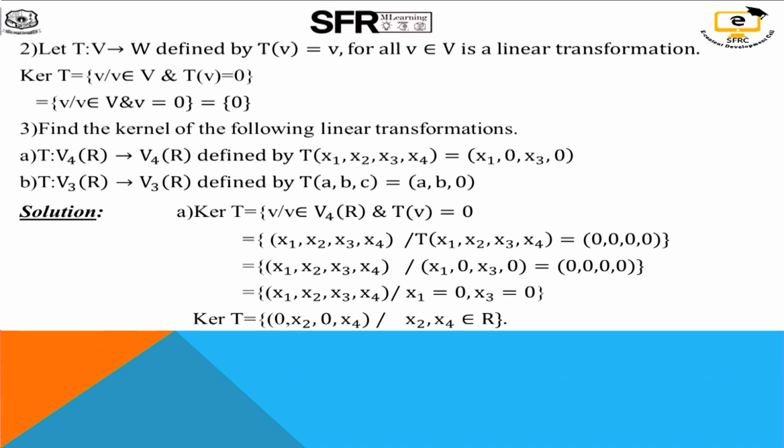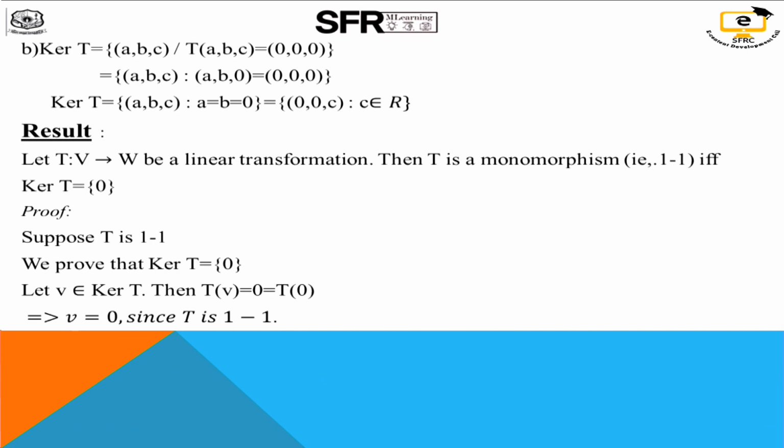Okay. Now the next one is the kernel for some more examples. The domain is V4 over R to V4 over R, and the images are such that except the first and third coordinates, all other coordinates are 0. If you find kernel T, by definition the zero element in V4 is (0, 0, 0, 0), so each coordinate of the image must become 0. So kernel T will be the ordered 4-tuples (0, x2, 0, x4). Similarly, in V3 over R, in the next example, we can prove by the definition itself and get the corresponding set.